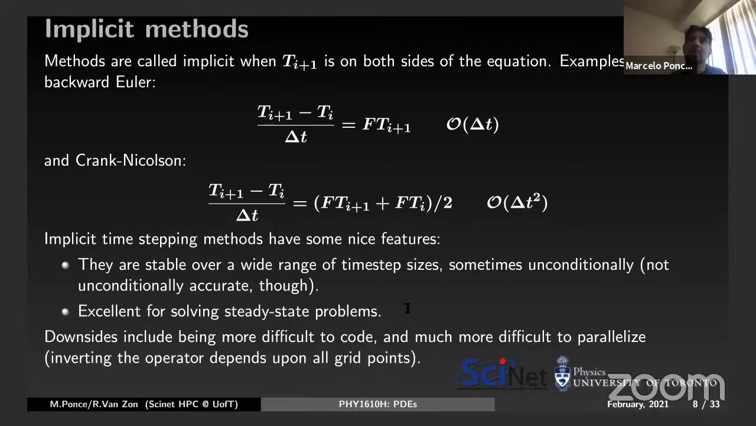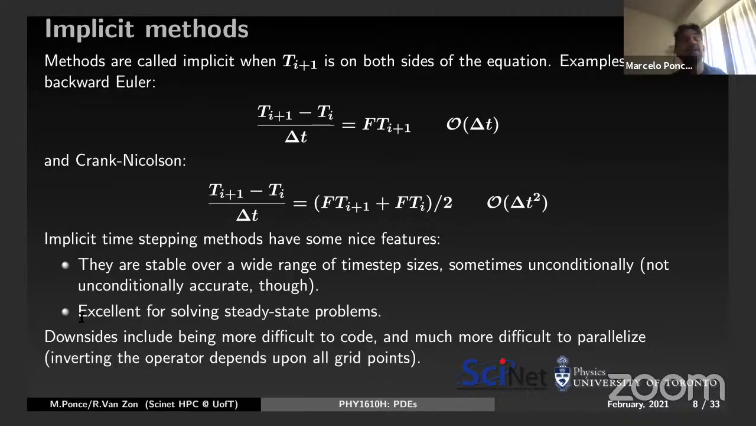So it works over a wide range of time step size. Sometimes they are even unconditionally stable, not unconditionally accurate though, but unconditionally stable. It means for whatever value of the delta t they will be stable. They are really good for solving, and this is important because it depends again on what type of problem you are trying to look at, for solving steady state solutions. So the transitory will quite probably not be accurate enough, but after you reach the steady state solution, then that is going to be a very robust solution.